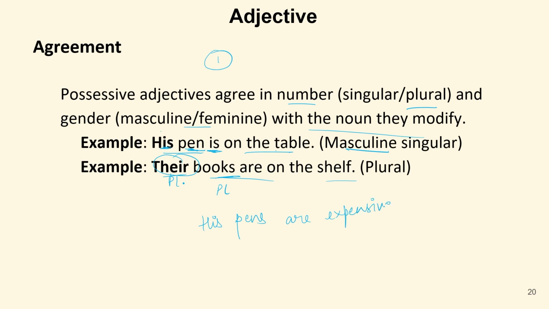Now, if I see this, his is used for one person, one boy, but he has many things. He has many pens. So pens are a noun. For this noun, we use are, that is a plural verb. So if there is a word like this, any possessive adjective we are using, we have to follow it in the later sentence as well.